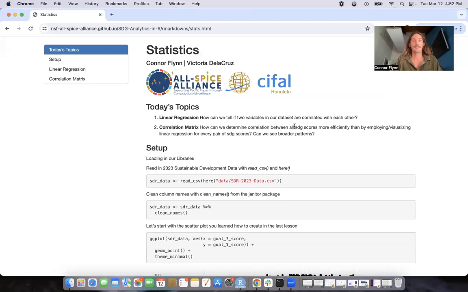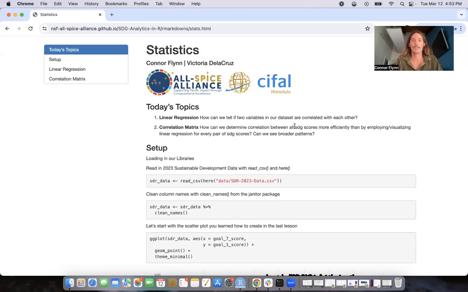So today's topics are linear regression. So how can we tell if two variables in our data set are correlated with each other? Is there a relationship between two variables? Relatively simple question, and we could answer it with some simple code. The correlation matrix: how can we determine correlation between all SDG scores more efficiently than by employing or visualizing linear regression for every pair of SDG scores? Can we see broader patterns?